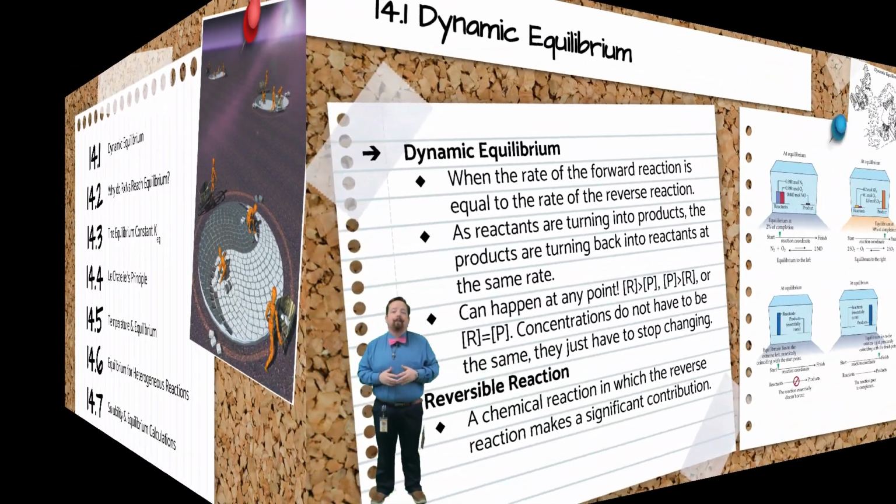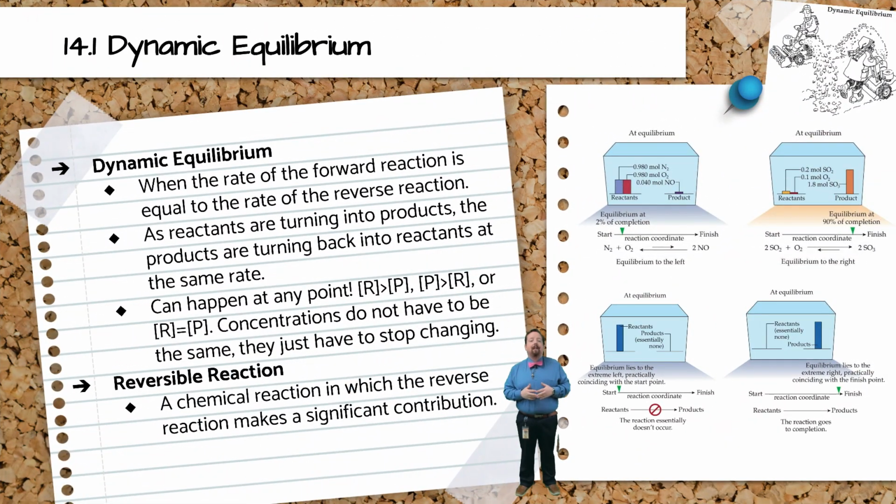Let's get started. As we've seen before when we talked about vapor pressure, when a reaction can go in 2 directions, forward and reverse, and the rates of both of those reactions are equal to each other, our system has reached what's called dynamic equilibrium.